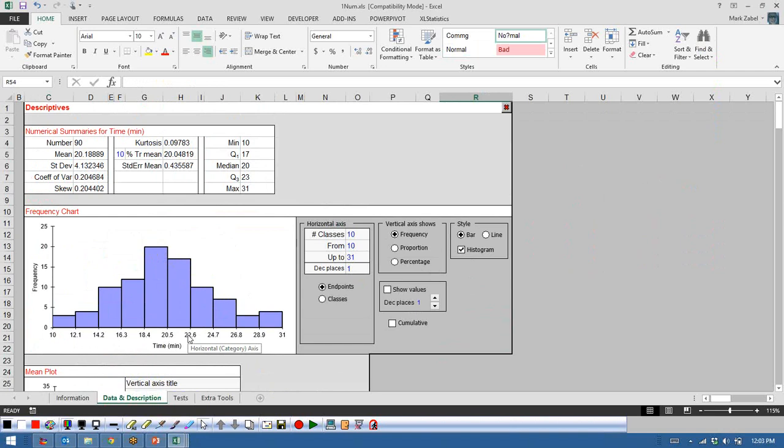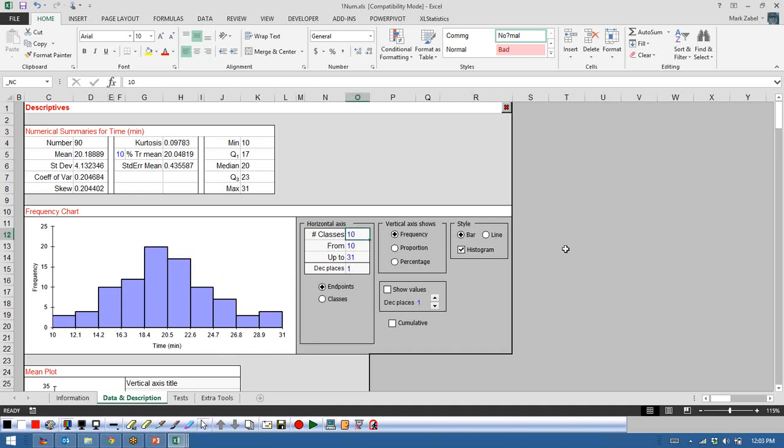So if this was waiting time at the DMV, we're much more likely to wait around 20 minutes, say 18 to 23 minutes, than we are to wait 40 minutes, where it seems highly unlikely. In fact, in the whole data set, we don't have any where we waited as long as 40 minutes. Okay? Hopefully that makes some sense. All right. So that's the mechanics.